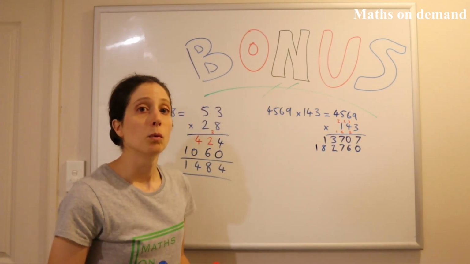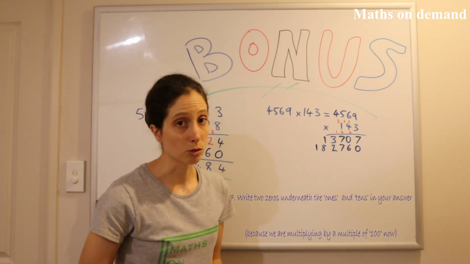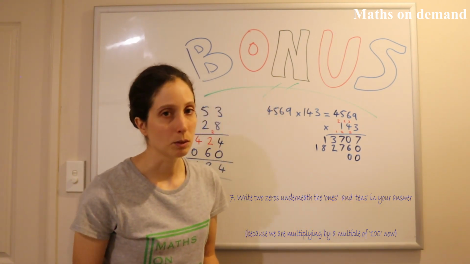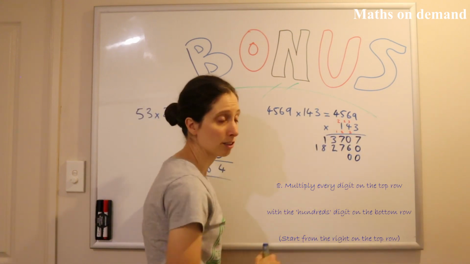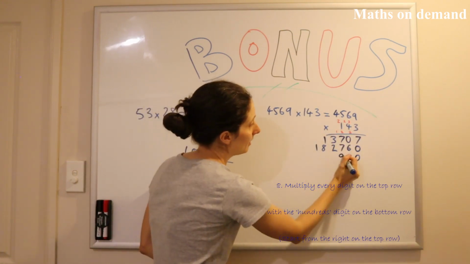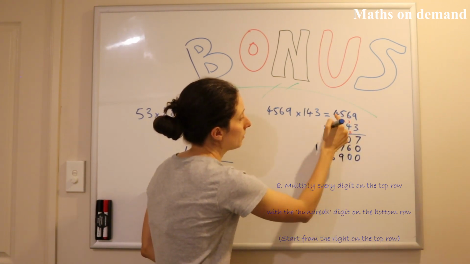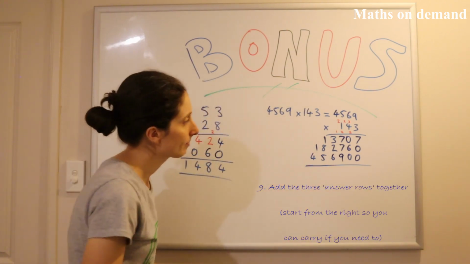Now, we're up to the 3rd row. We need to add 2 zeros. And then we just do what we've been doing. We multiply the 1 by everything in the top row. So 1 times 9 is 9, 1 times 6 is 6, 1 times 5 is 5, 1 times 4 is 4. Now we add these 3 numbers together.